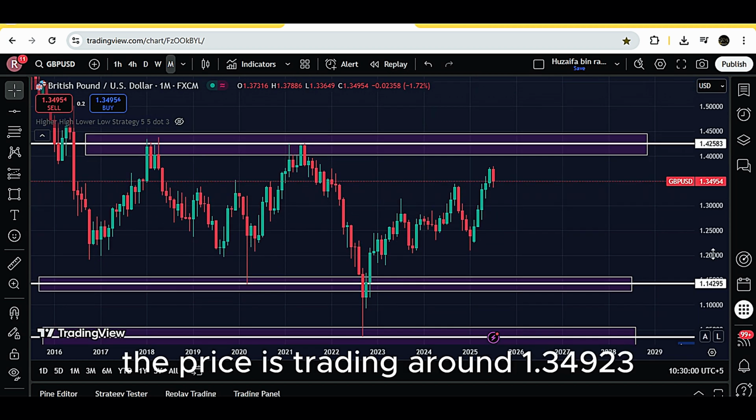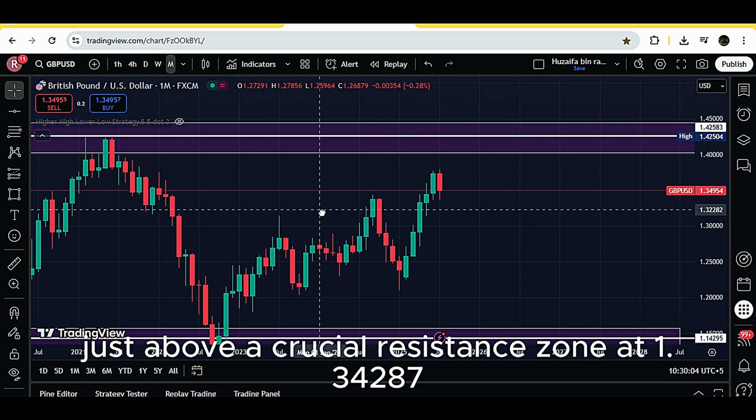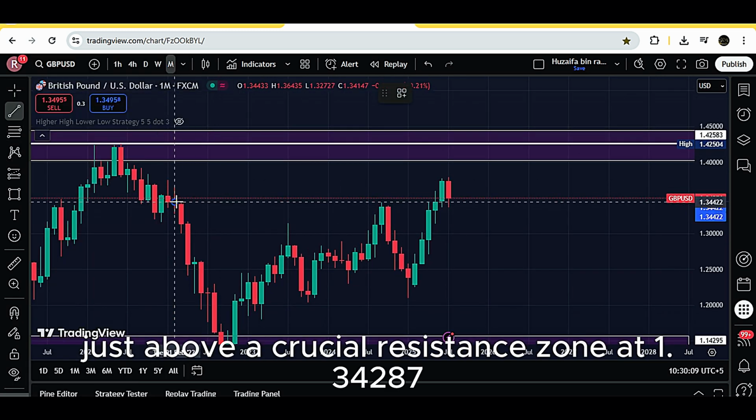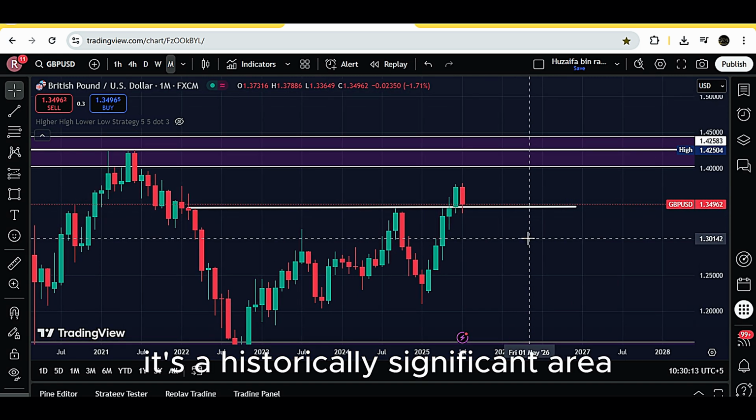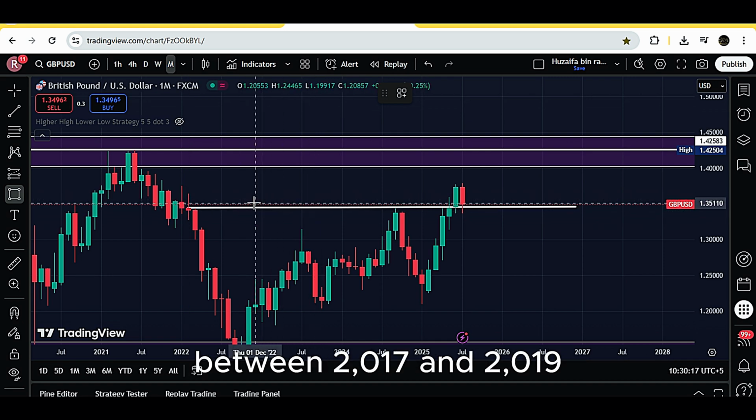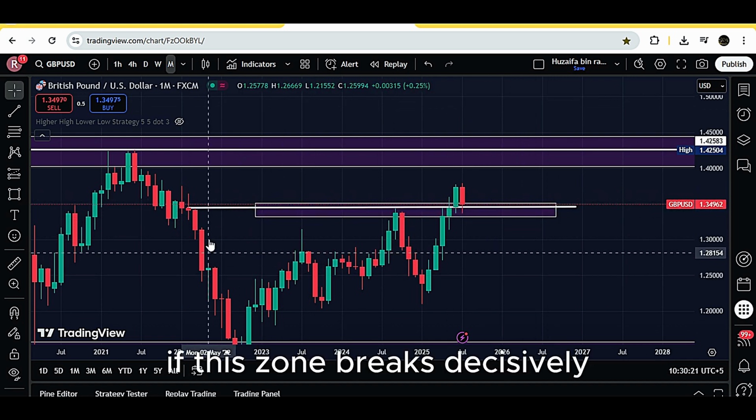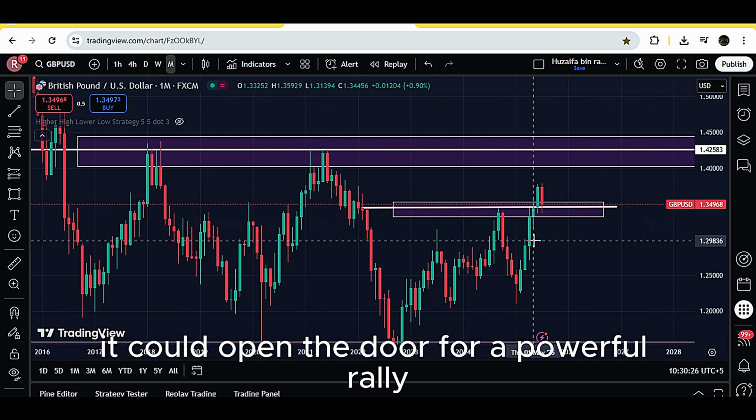Right now, the price is trading around 1.34923, just above a crucial resistance zone at 1.34287. This level is not just any resistance, it's a historically significant area where price has reversed multiple times between 2017 and 2019. If this zone breaks decisively, it could open the door for a powerful rally.